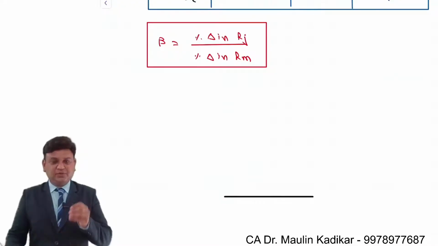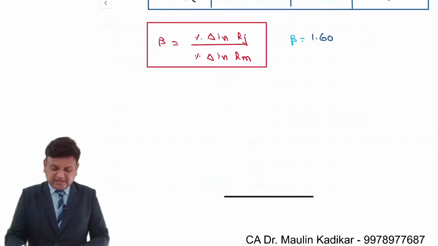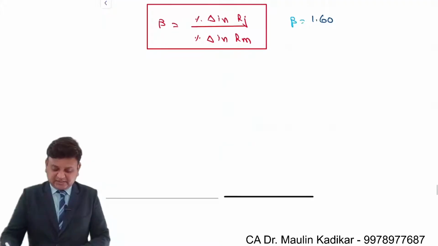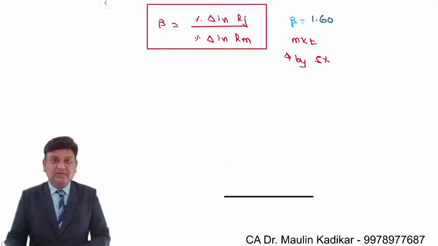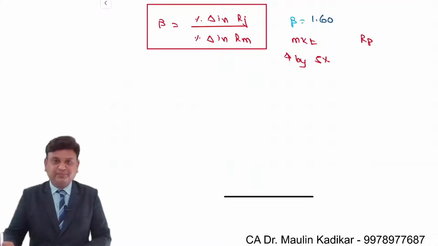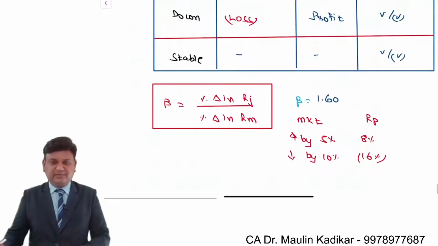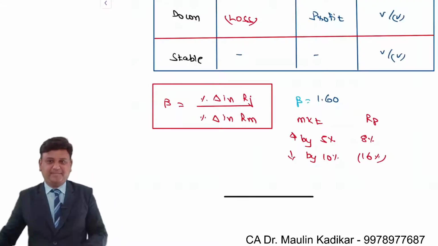Suppose beta of an investment is 1.6, for example. In that case, it indicates that when the market return increases by 5%, the return of my portfolio should increase by 1.6 into 5, that is 8%. And if the market return is falling down by 10%, then the return of my portfolio will reduce by 16%. That is what we understand.